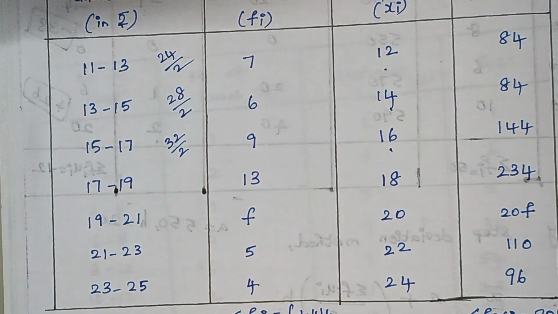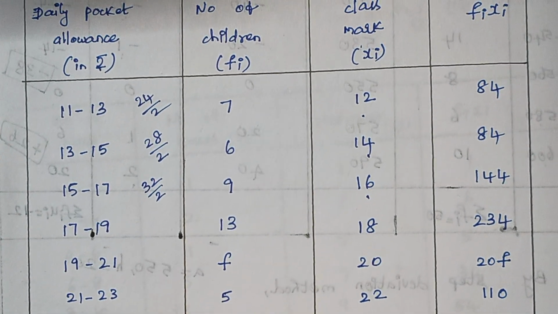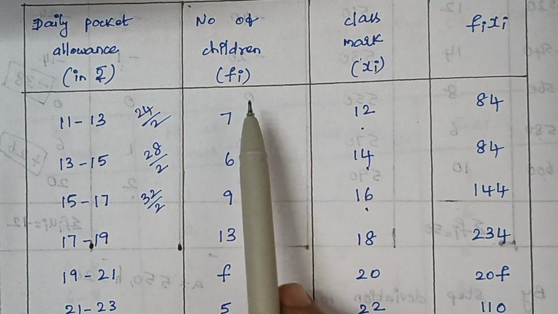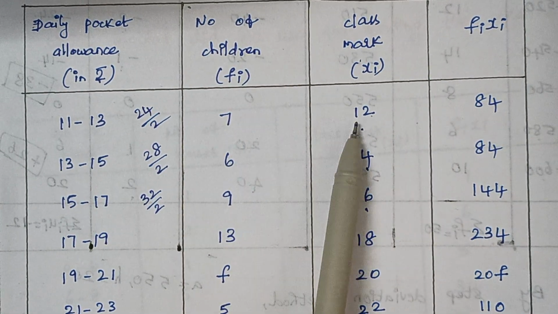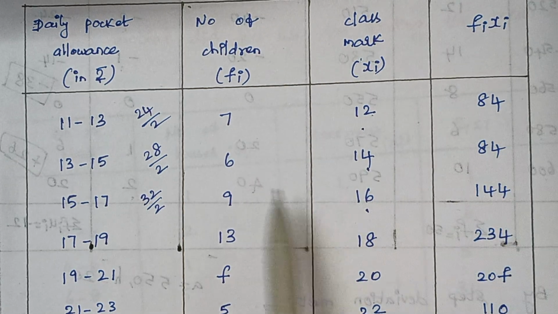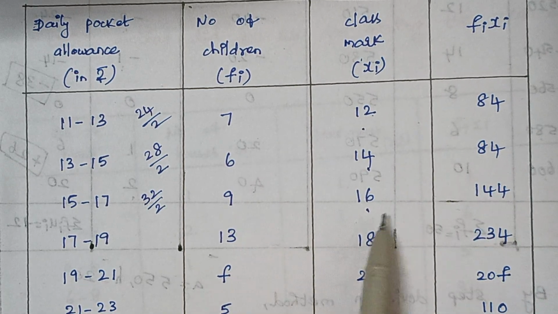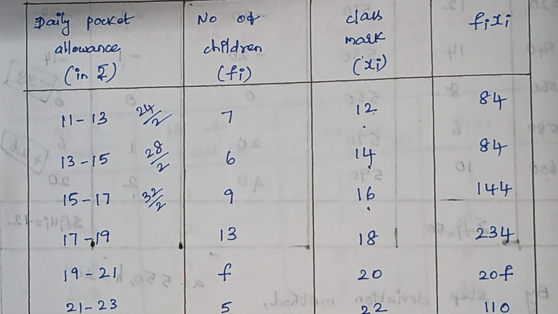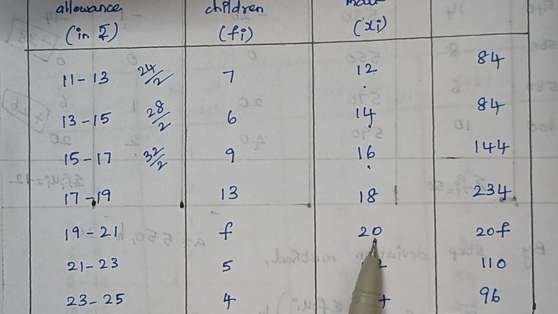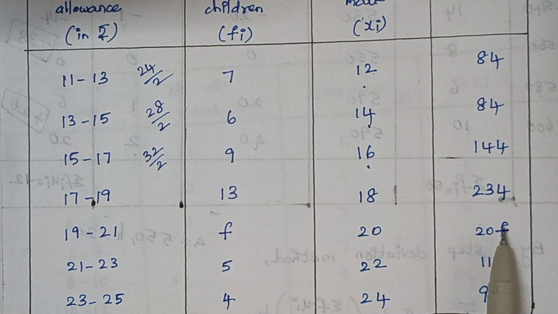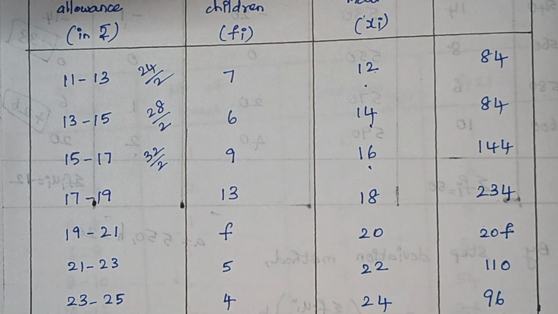Now the next thing is we proceed with fi xi. This is your fi and this is your xi, so you have to multiply. 7 12s are 84, 6 14s are 84, 9 16s are 144, and 13 18s are 234, and f into 20 you simply write as 20f, and the remaining things as such.